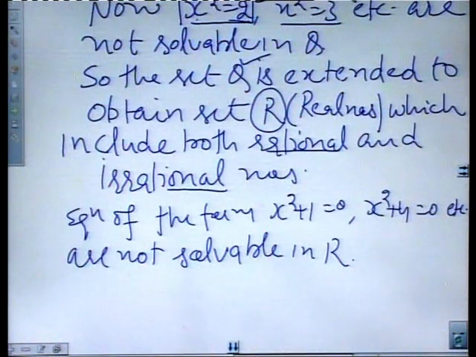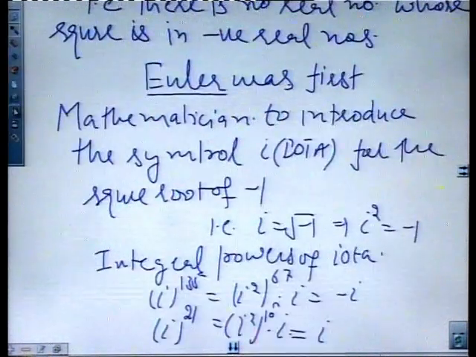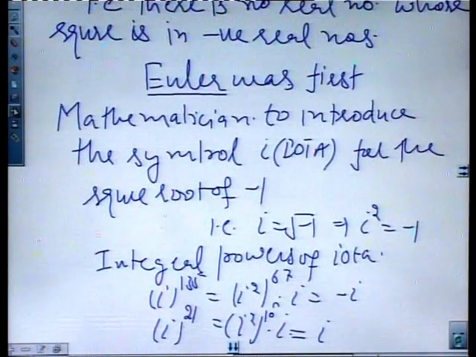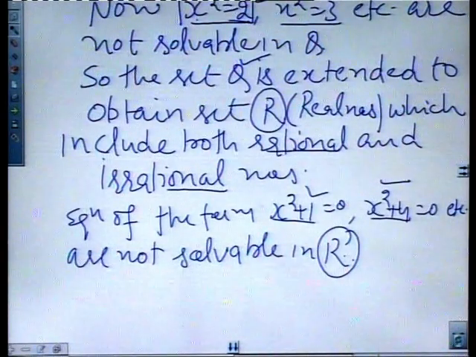Now take another equation, say x square plus 1 equal to 0, x square plus 4 equal to 0. Now these equations are not solvable in R. R means set of real numbers. As we know that in the set of real numbers there is no real number whose square is a negative real number. So these equations are not solvable in the set of real numbers.